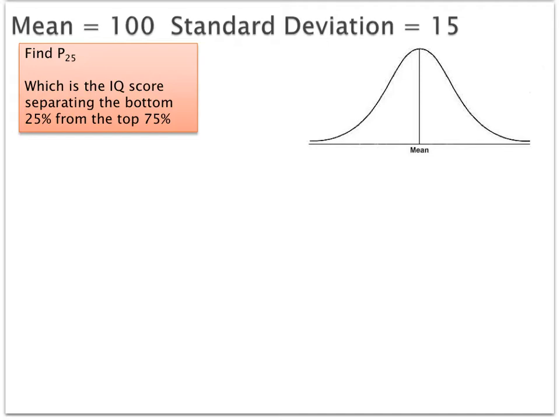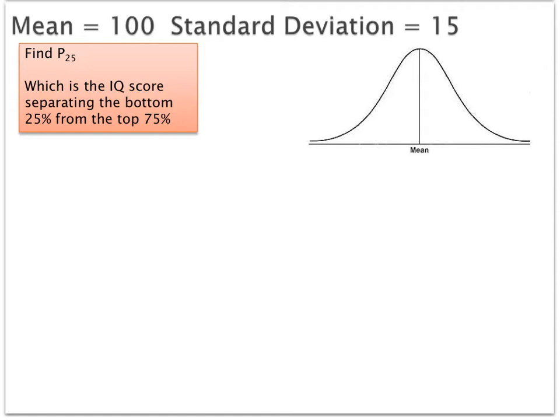So, as always, the very first thing I want you to get in the habit of doing is sketching your curve and marking off the location of the score or piece of information that you want to find. So where is the score that would separate the bottom 25% from the top 75%?